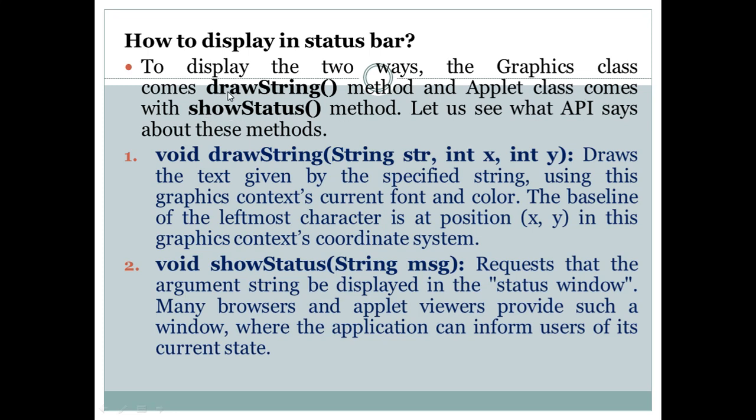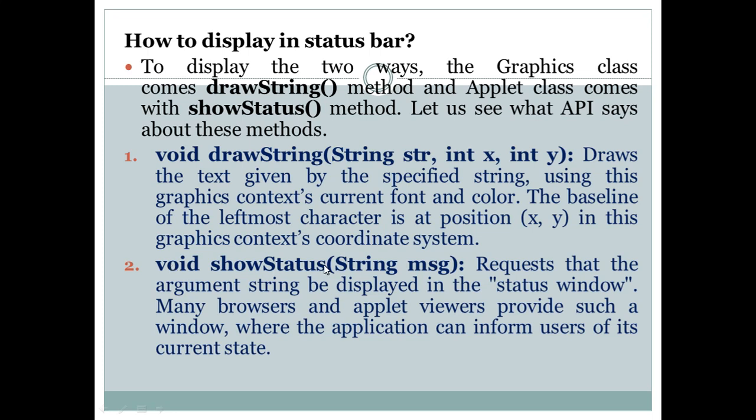So there are two methods. One is the drawString method and another is showStatus. By using the drawString method, void drawString(String str, int x, int y). So we need to send these three variables to the drawString method. It draws the text given by the specified string. ये जो str में जो मैं string send करूँगी वो as a text वो लेगा. It uses the graphics context's current font and color. The baseline of the leftmost character is at position x and y. So x and y will give the position of that particular character, right?